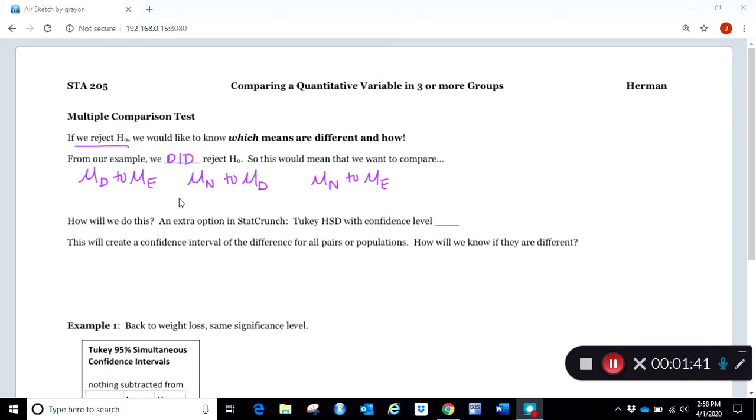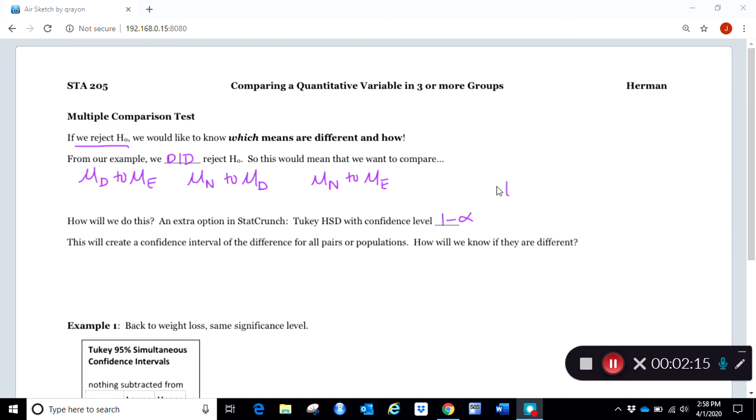So we really don't want to have to do a ton of extra work. So the good news is there are some options that we can use here in StatCrunch that will allow it. So we will actually show you how to do our original stuff in StatCrunch, as well as show you how to do this extra option. This extra option in StatCrunch is called the Tukey HSD with confidence level, and you have to fill in that confidence level. The confidence level that we are going to want to give it is whatever 1 minus alpha is.